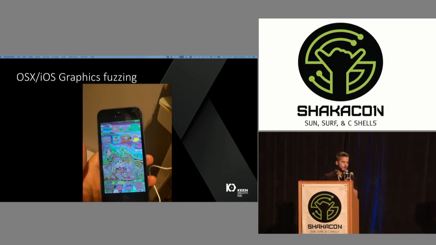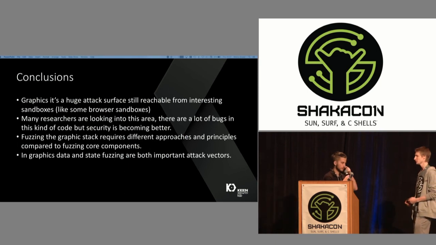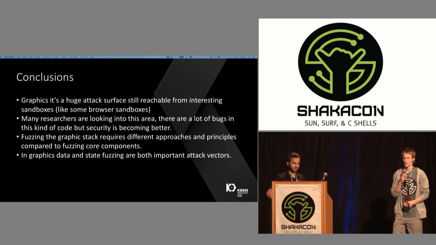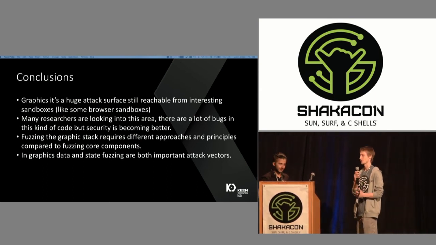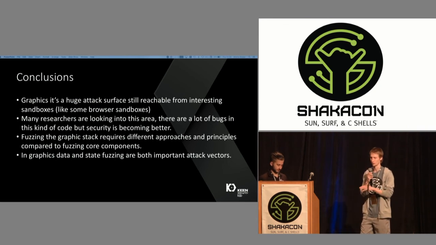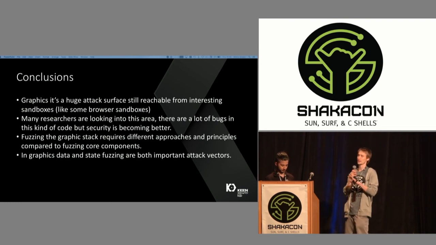So here's just a funny picture of my iPhone, with the screen totally messed up by the fuzzing. And the reason why we used, for example, the graphics bugs at Pwn2Own was first that it's accessible from sandboxes, and from the lowest level of the sandboxes. And second thing, that it is a huge surface, so it has a lot of bugs there.